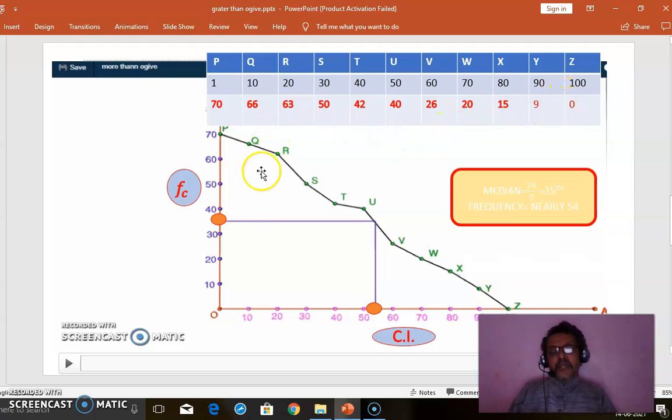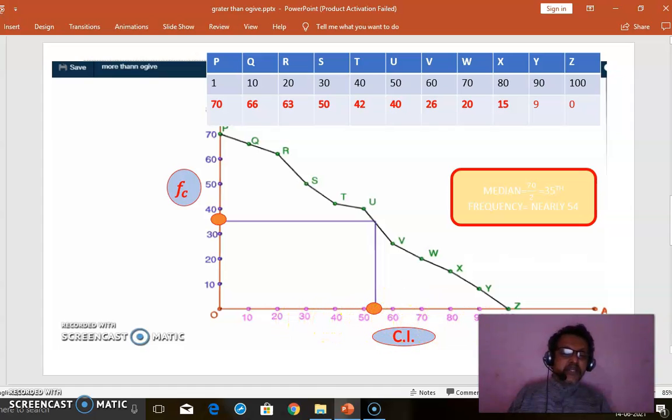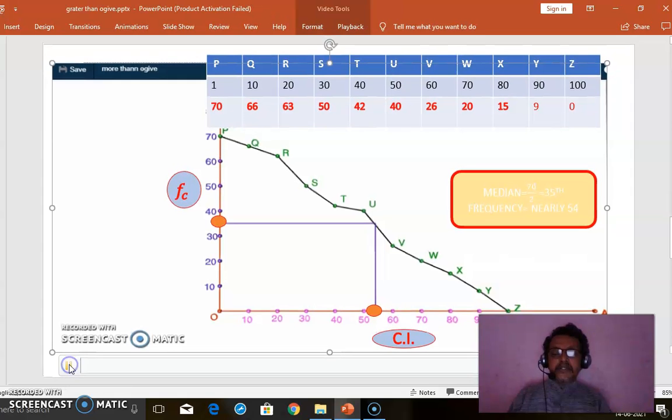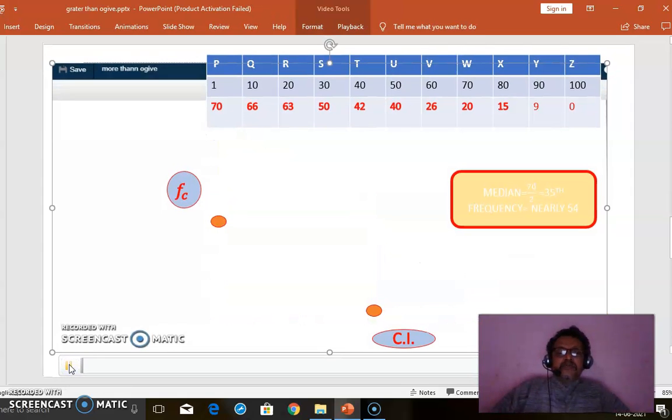Now take on the x-axis 10, 20, 30, 40, 50, 60, 70, 80, 90, 100, and take these frequencies on the y-axis: 10, 20, 30, 40, 50, 60, 70, 80. Take a graph sheet. Here I am not showing the graph sheet. Now see how you can draw using a pencil, and then see the video.